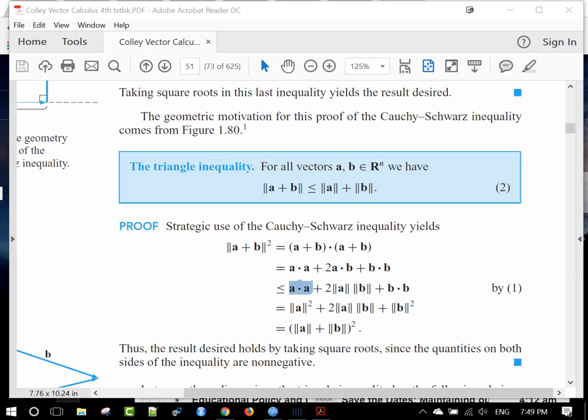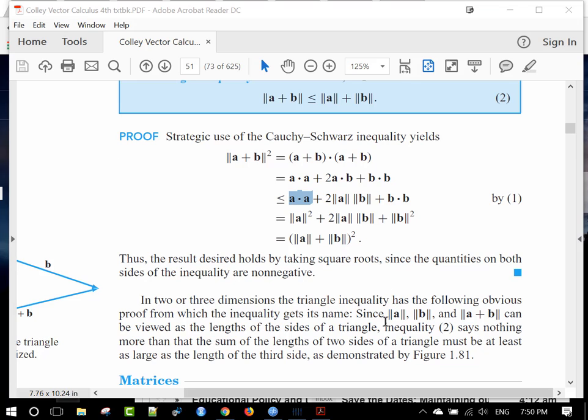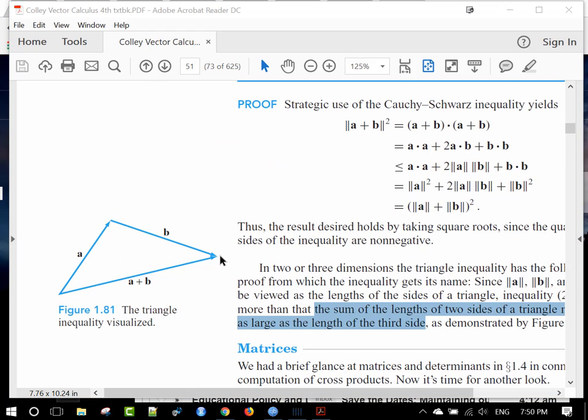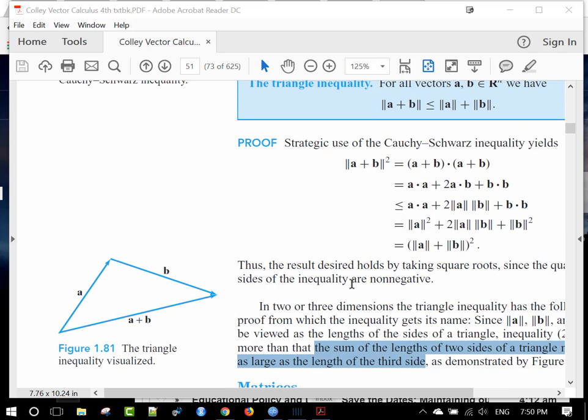And then we can take square roots of both sides, and we get this, since the quantities on both sides of the inequality are non-negative. This is not going to be negative, this is not going to be negative, so we can take the square root of both of them, and we get this. Again, in two dimensions, it says that the sum of the lengths of two sides of a triangle must be at least as large as the length of the third side. This plus this has to be at least as big as this. That's what the triangle inequality says in 2 dimensions.